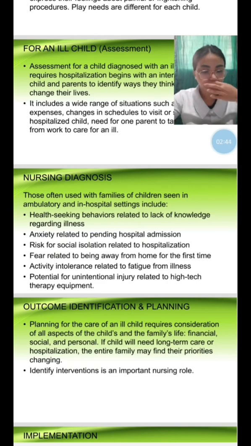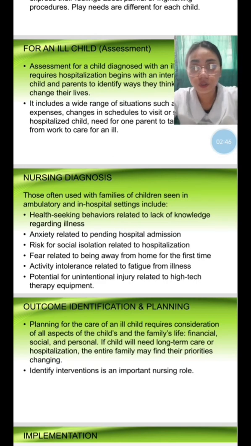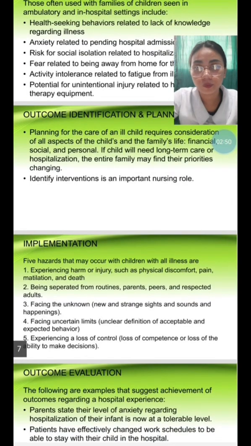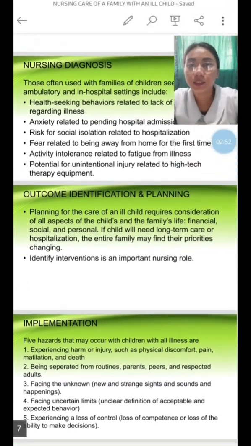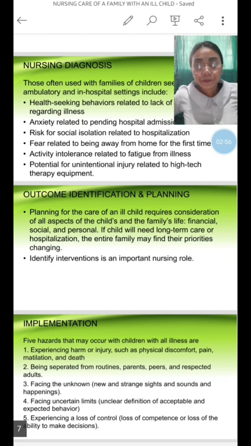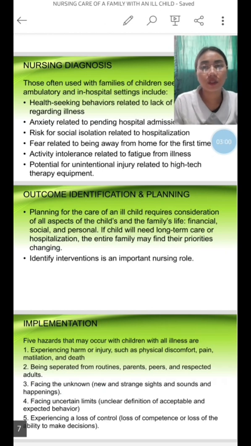Next is the outcome identification and planning. Planning for the care of an ill child requires consideration of all aspects of the child and the family's life: financial, social, and personal. If the child will need long-term care or hospitalization, the entire family may find their priorities changing.